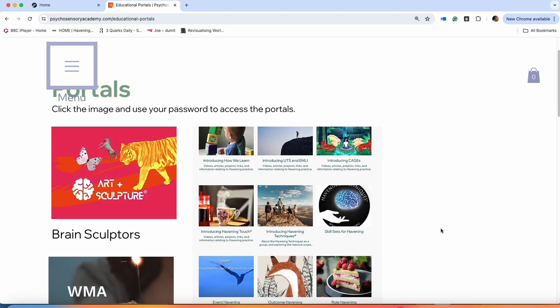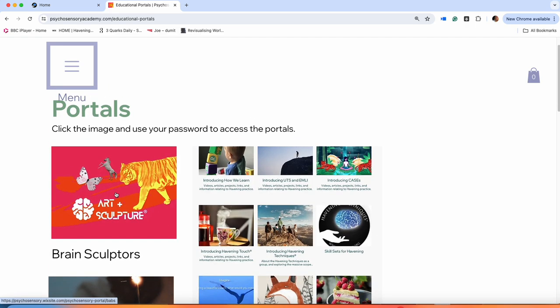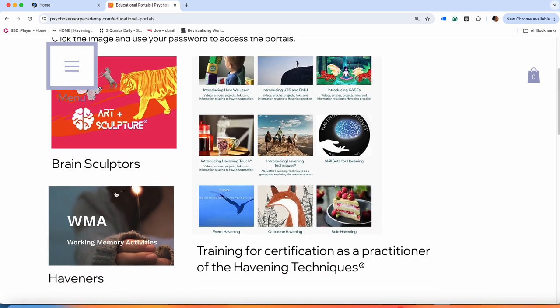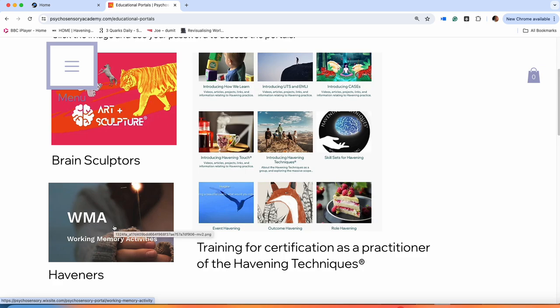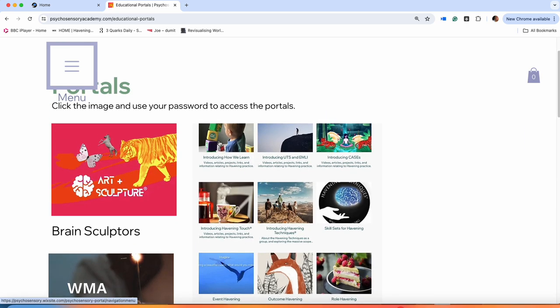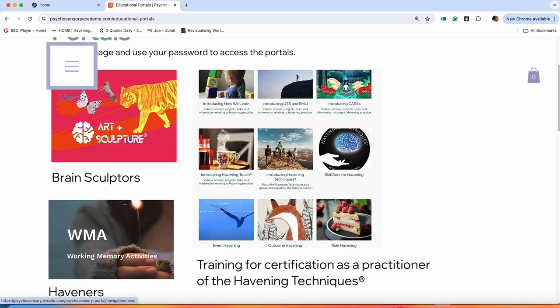Now there's different portals here. There's a portal for people studying brain sculpture. There's a portal for other short pieces of information I make for people. They may go in using a password or a membership. So there'll probably be more portals as time goes on. This is the portal that you're interested in, which is all about havening. So we're going to click on that to get into the portal.